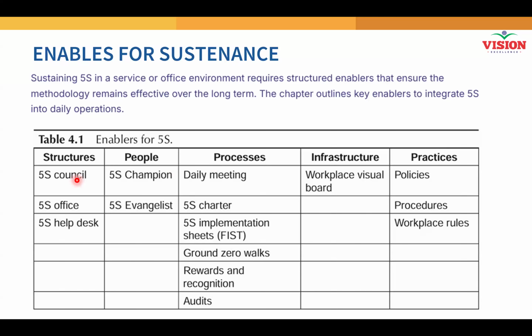It's better to have a 5S council within the organization, which means the overall steering committee, all the policies, procedures, the workplace rules, and all that. The council will ensure they are made available for the team. And then the champion and evangelist. The champion is the individual who is responsible for the entire 5S implementation activities, and the second line of leaders.